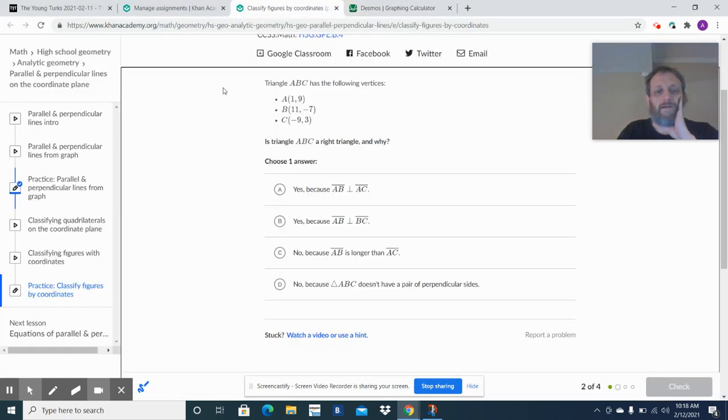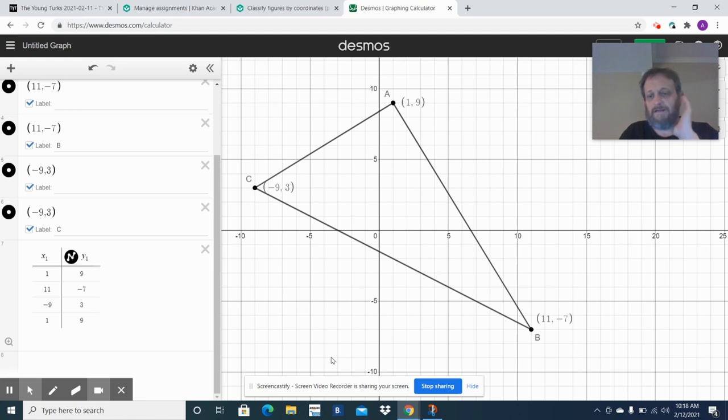Now I'm going to go in here and it's going to say, is this a right triangle and why? Now, I just said a few minutes ago, very rarely do I ever want to say, what does it look like? And so what we're going to do is find the slopes of all three sides. Now, if you ask me visually, if there is a right angle, it's going to be here, but we're going to check. We're going to make sure.